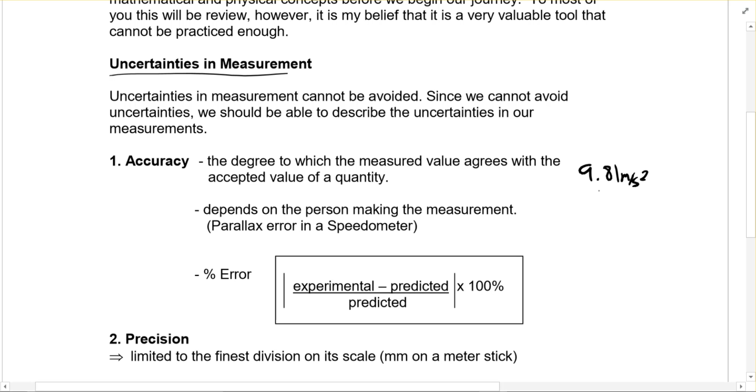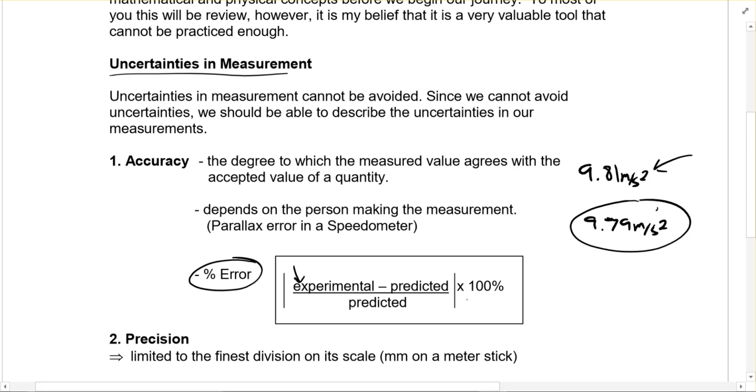But let's say that you did an experiment. That's the experimental value in our equation. So you did an experiment and you got 9.79 meters per second squared. That's what we're talking about, how far off you are. We're going to put your answer and compare it to the predicted answer, and we can get a percent error out of that. That's what this equation is down here.